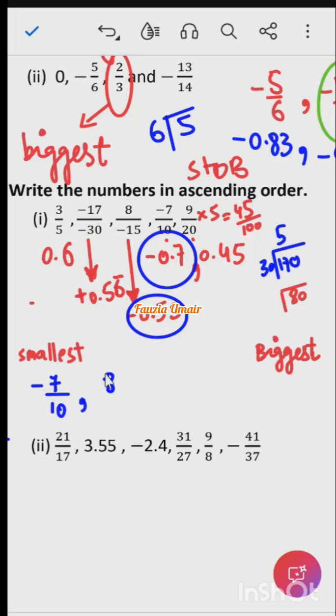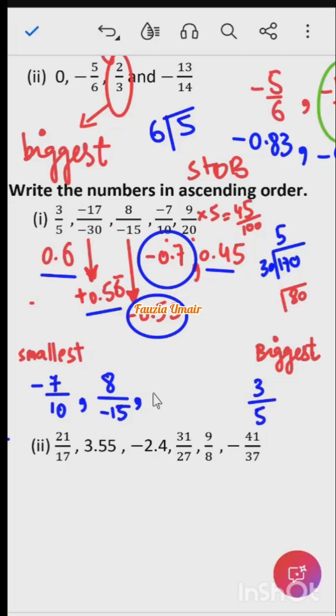So my 8 by minus 15, okay, this is the second. Now we are done with the negative numbers. Now comes the positive numbers. Just look at the positive numbers. This is 0.6, 0.56, and 0.45. So for positive numbers we write them down normally. So which one will come? 0.6, 3 by 5, is the biggest number, na? So that will come here.